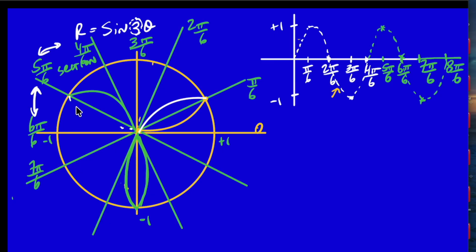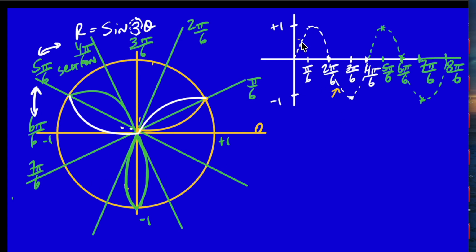Actually, my mistake. This is the section between 5 pi over 6 and 6 pi over 6. I apologize. If for whatever reason this was negative, we would be graphing in this sister location right here. We would go right through the pole to get to here. But because we are positive between 5 pi over 6 and 6 pi over 6, we're going to stay in our section, and we're going to take our r value from positive 1 back down to the midline, which is 0, and now we have our 3 petals.